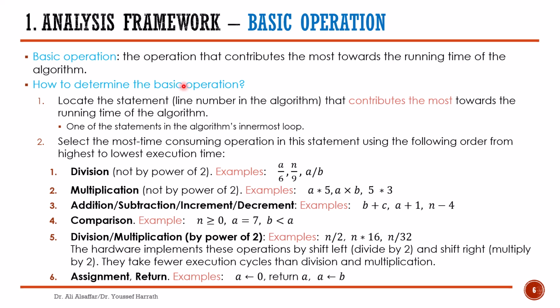Also, for the example of multiplying two large numbers, the algorithm is spending most of its time multiplying the two numbers digit by digit. As a result, the multiplication operation will most probably be the basic operation of this algorithm.